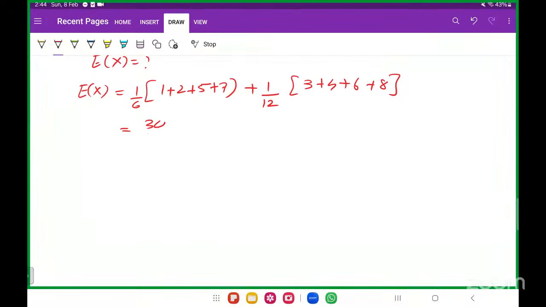There is a small problem of expectation of probability where there are 8 integers, 1 to 8. For 4 integers, 1, 2, 5 and 7, the probability is 1 by 6. And for the other 4, 3, 4, 6 and 8, the probability is 1 by 12. They ask what is the expected number. Very simple: 1 by 6 into (1 plus 2 plus 5 plus 7), plus 1 by 12 into (3 plus 4 plus 6 plus 8), and if you solve this equation you will get the answer as 4.25.